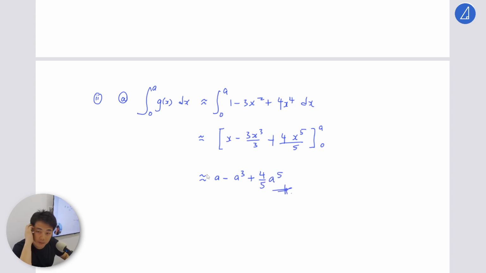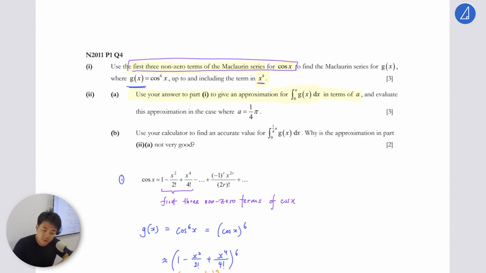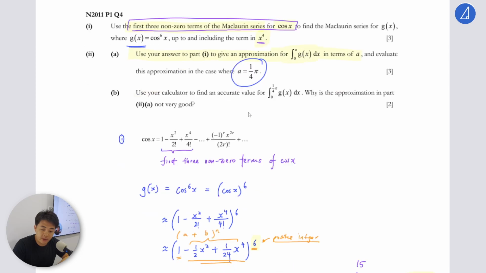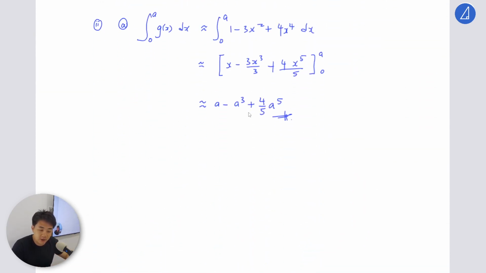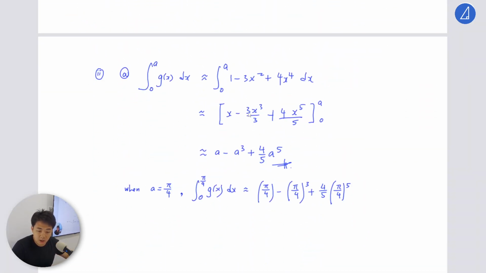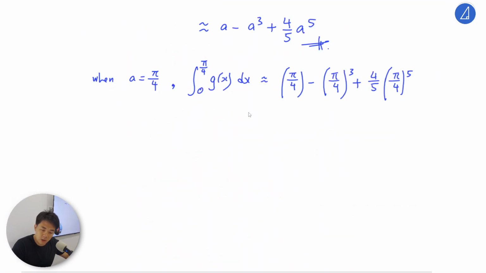Then they ask, if a is pi over 4, evaluate this approximation. So I just key in the calculator. There will be roughly 0.540029, which is 0.540 to 3 significant figures.